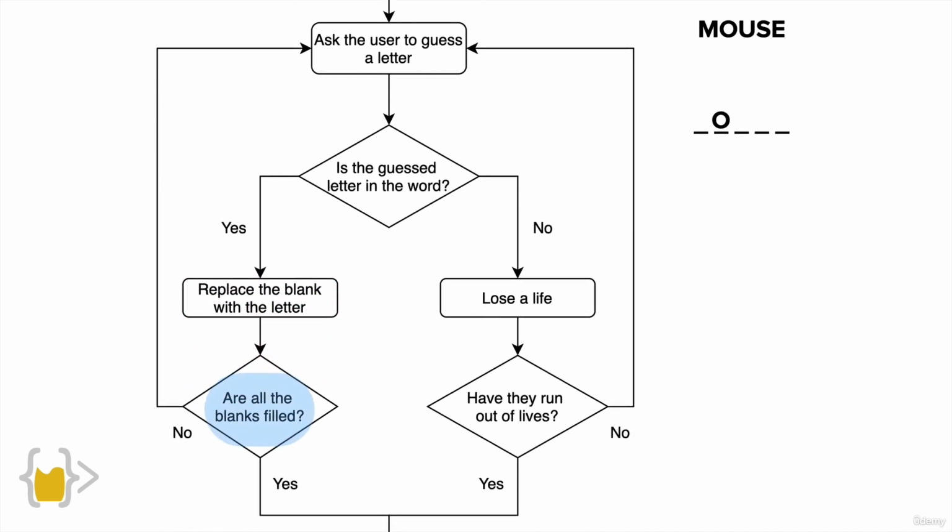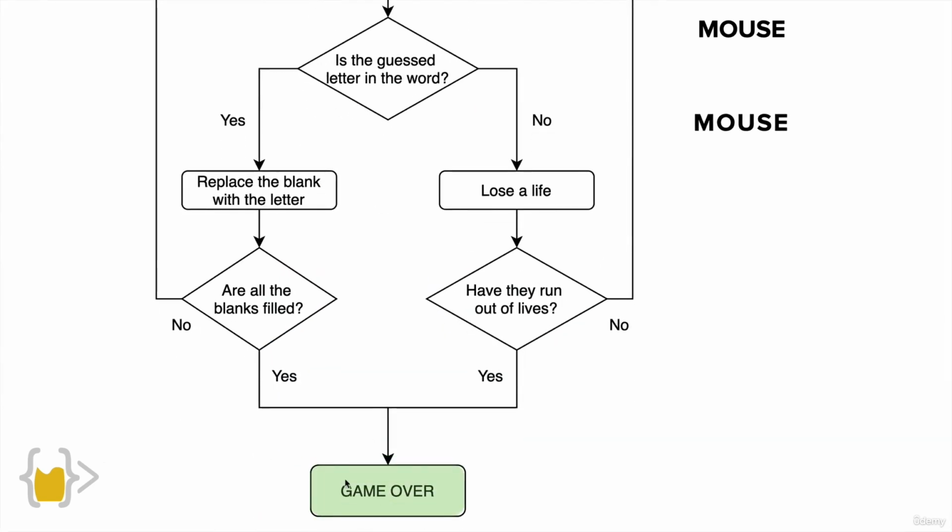Now, the next stage is we have to check, are all the blanks filled? Are all of these blanks removed? Because in that case, it means the user has guessed all of the letters correctly. Well, at the moment, it's definitely a no, because we've only guessed one letter. So then we go all the way back to the beginning and we ask the user to guess another letter. Now, at some stage of the game, all the letters will be guessed, and then we can answer yes to this question, which means it's game over.